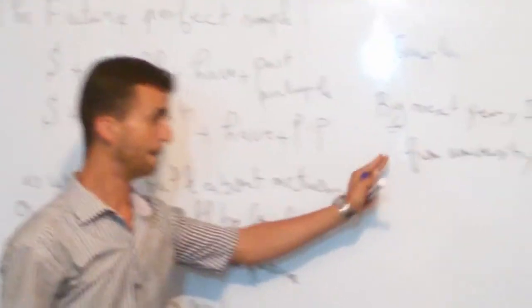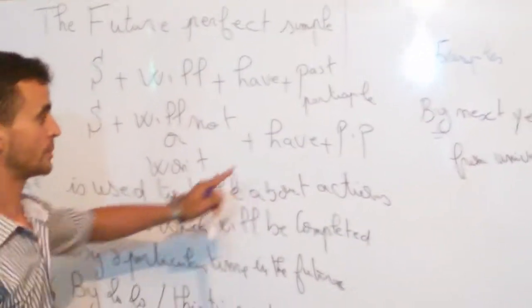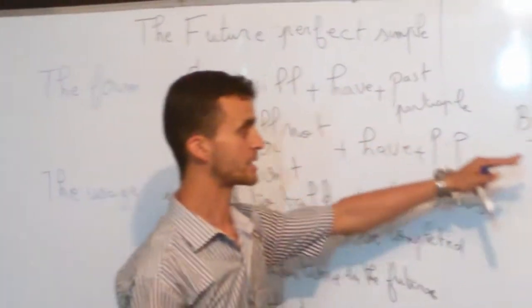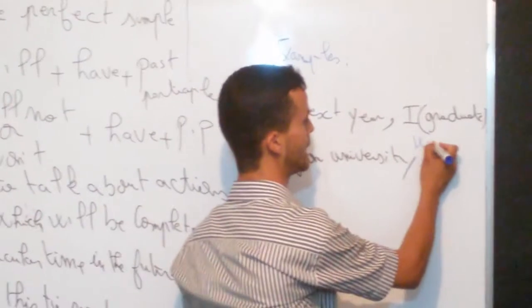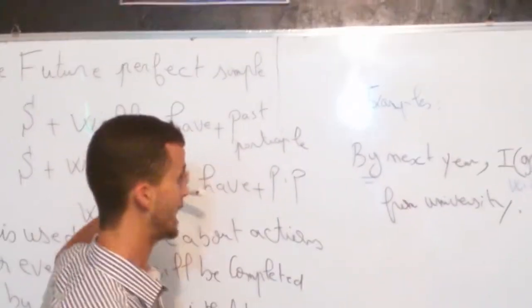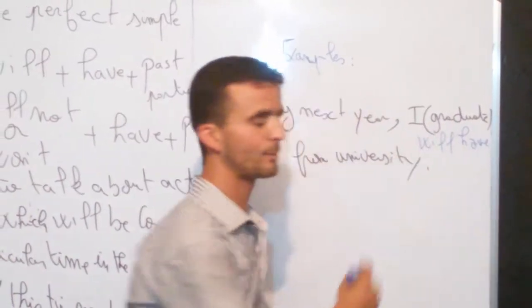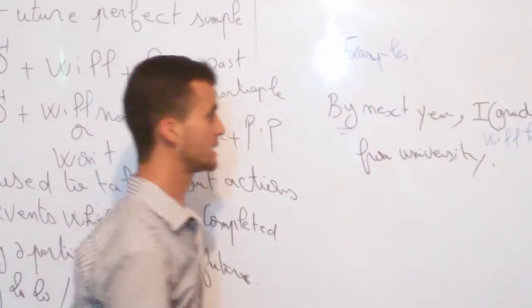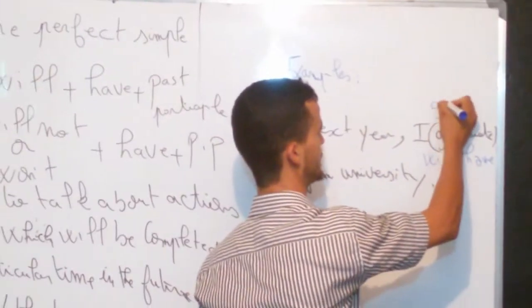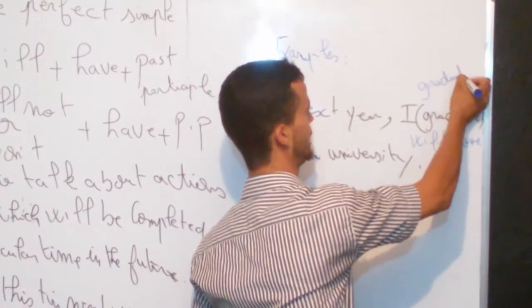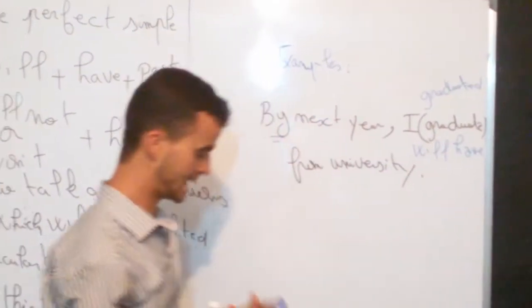So the form here is subject plus will plus have, and the past participle of graduate, of course, is graduated, because graduate is a regular verb, we add ed at the end.